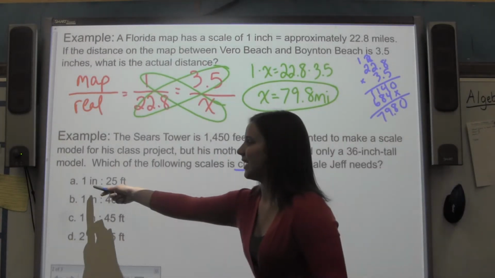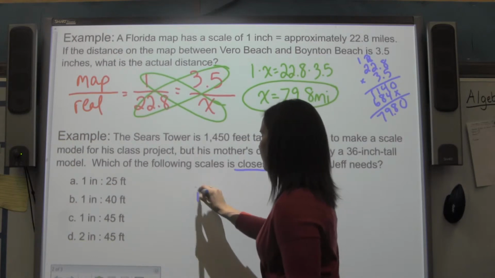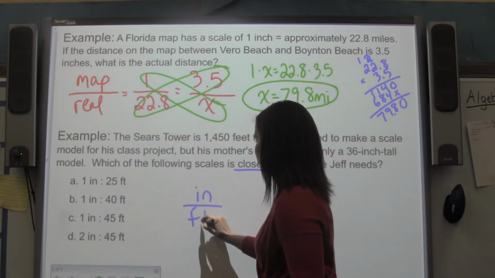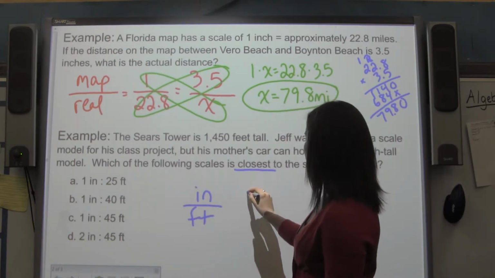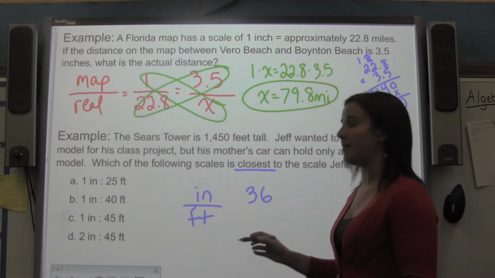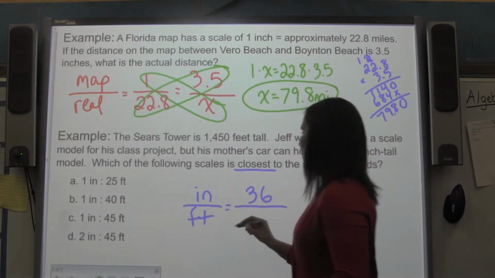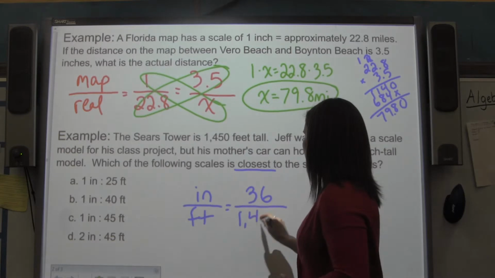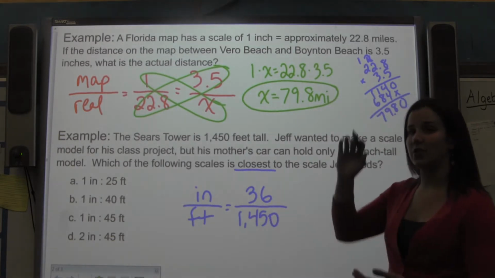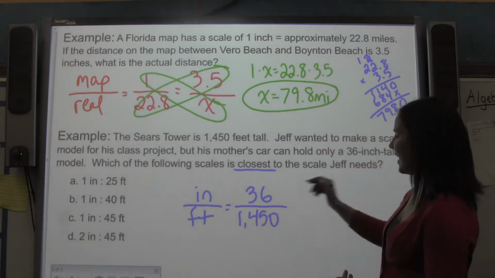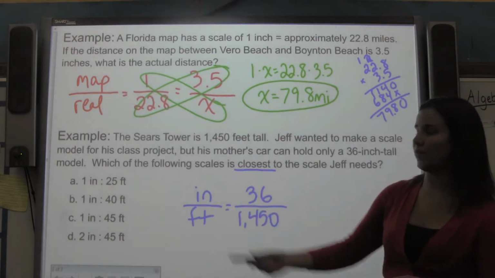In this case, they're using inches to feet, so I'm going to do the same thing. The inches I know is 36, that's the tallest it can be. And the feet that I know is 1,450, because that's how tall the actual object is. And I need those to have a scale of one of those 4 options.